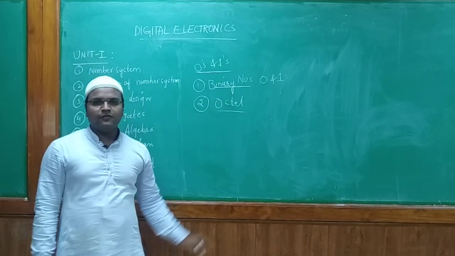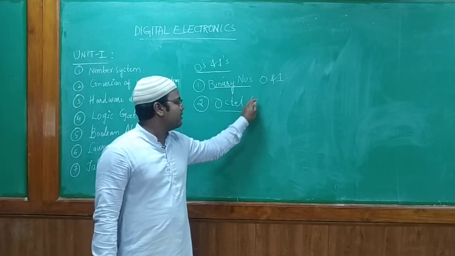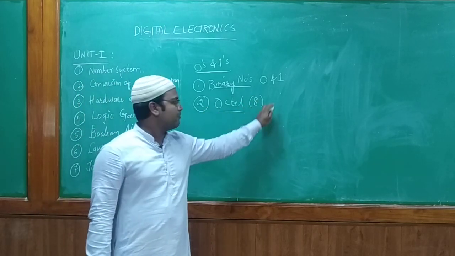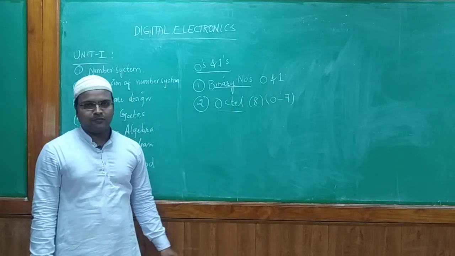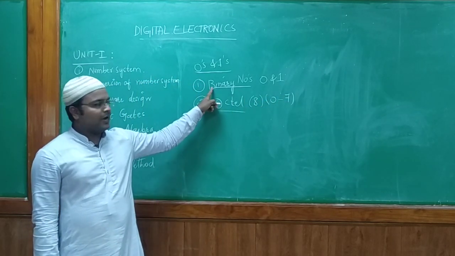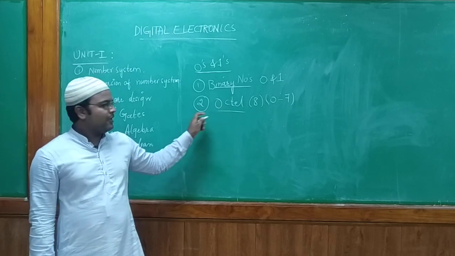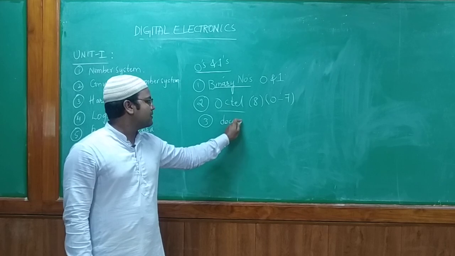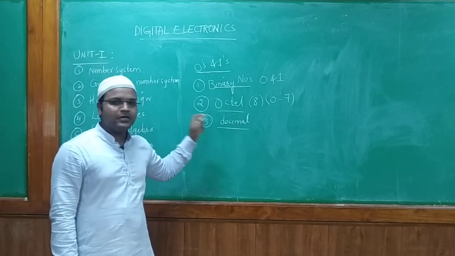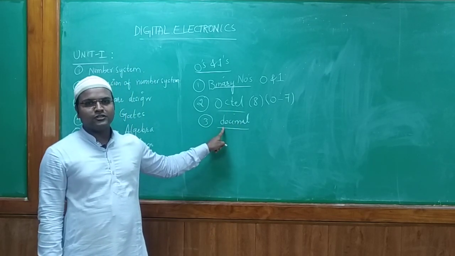As the name itself says, octal means it can have a total of 8 values. So the values are from 0 to 7. We can take all the different combinations of numbers. Binary numbers, octal numbers. The next we are going to deal with decimal. So what does decimal mean? It's a total combination of 10.